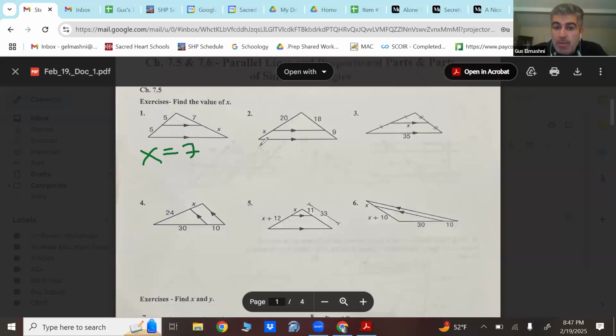And you do the same thing for number two. 20 over x equals 18 over 9. And we see it's a 2-to-1 ratio. So clearly x is 10. Here, because these sides are the same, right? Kind of do these little check marks, as is what I meant to do.